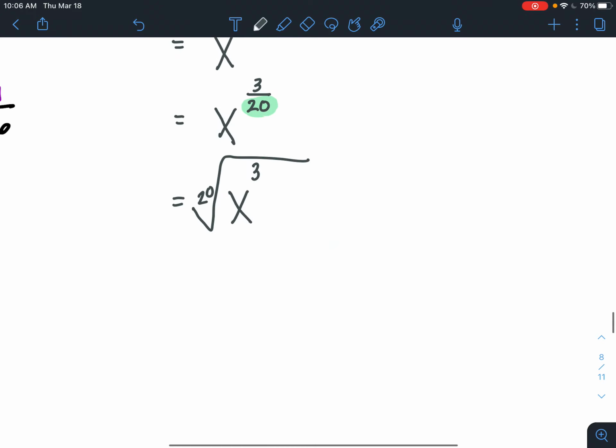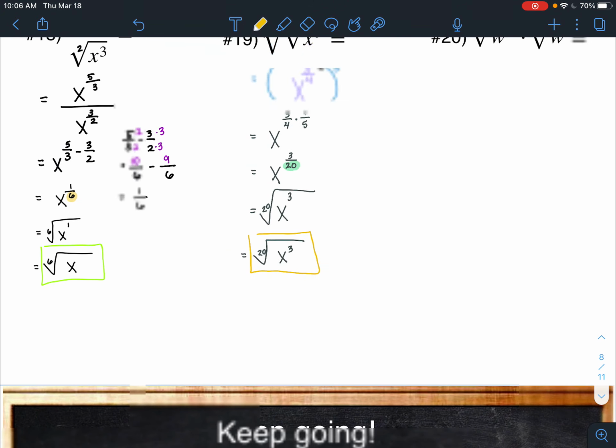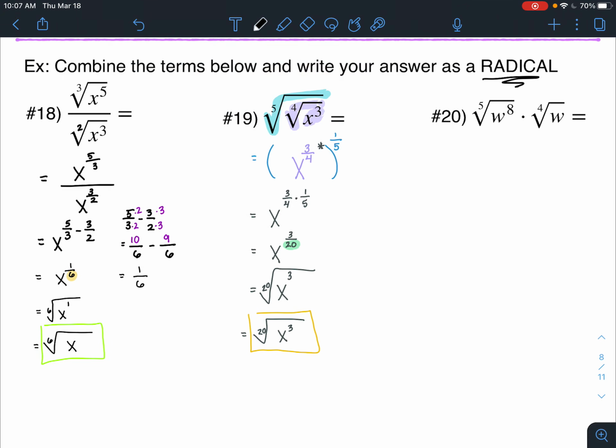So that kind of looks weird. I'm going to rewrite that a little better. There we go. Right, just a little neater there for us. So our final answer is the 20th root of x cubed. Okay. Switch back to our normal colors.